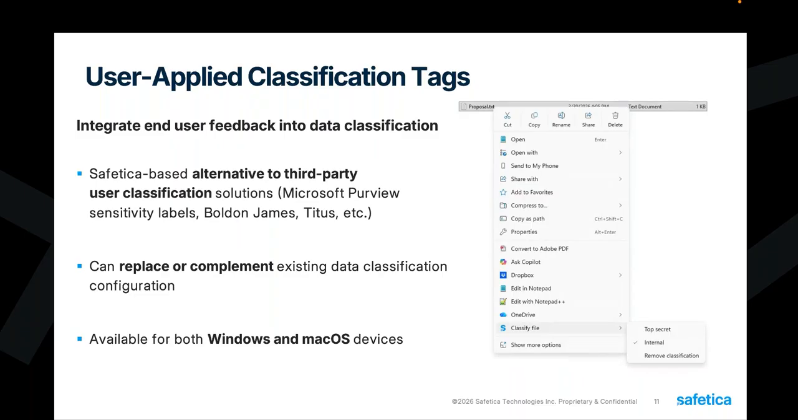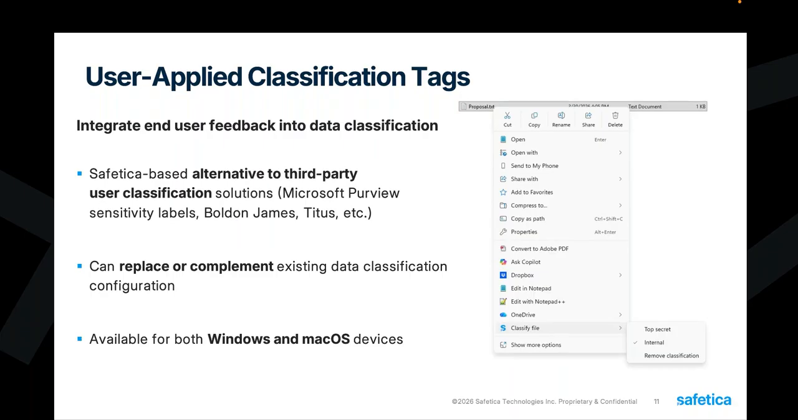It's something now available on both Windows and Mac devices, and it still serves as either an alternative to other third-party user classification solutions that are out there, or it can also just easily complement your existing data classification configuration. The end user then can actually click a file and choose to classify it with selected labels that are available.